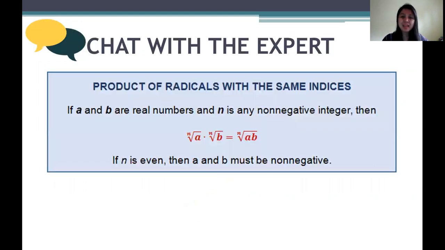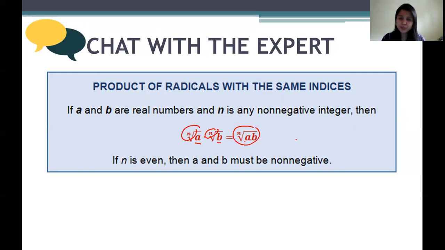Now, how do we multiply radicals? Rule number 1. If the radicals have the same indices, then you can multiply their radicands. Example, the nth root of a times the nth root of b. So we have the same index, so we simply multiply the radicands, a times b. That's the nth root of ab.